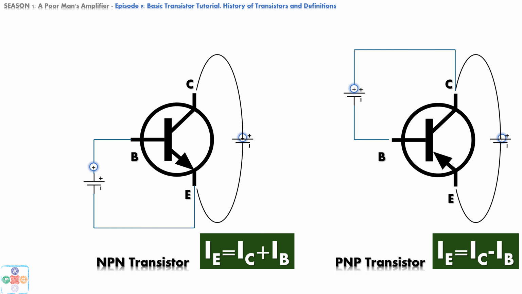For NPN transistor, the collector and base current have the same direction so they add up, but for PNP transistor the collector and base current splits into two different directions, so the remaining emitter current is what is left over, when you subtract the base current from the collector current.